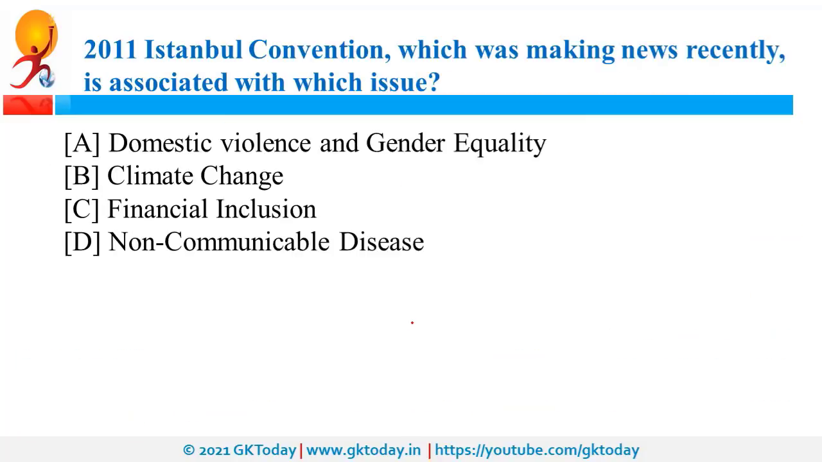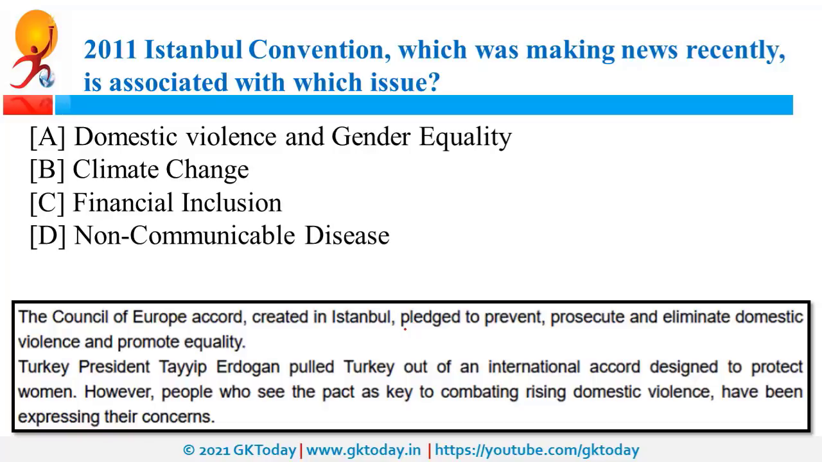2011 Istanbul Convention, which was in news recently, is associated with which issue? So this is a convention related to domestic violence and gender equality. This is also known as Council of Europe Accord. Actually, this is the formal name and Istanbul Convention is informal name since this convention was signed in Istanbul in 2011. So this is a convention to prevent and to eliminate domestic violence and to promote gender equality. Why it was in news recently? Because Turkey decided to pull out from this international accord.